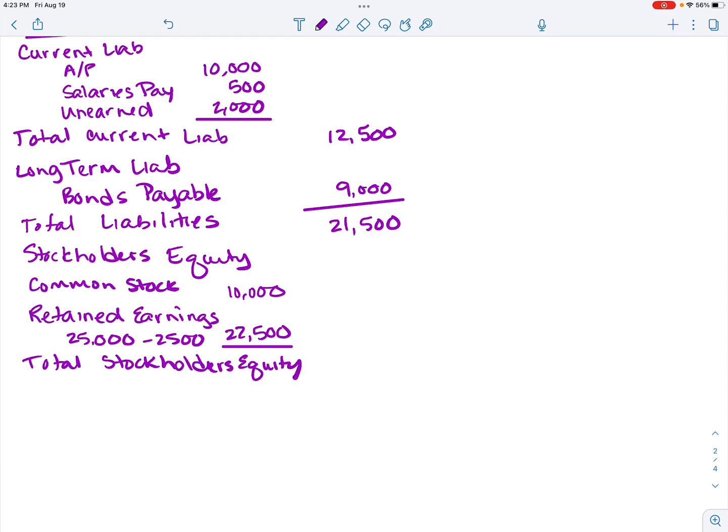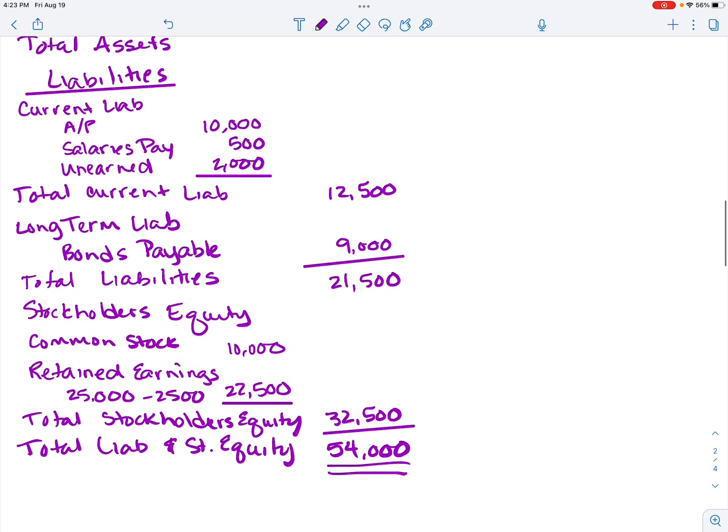Add those two together, which is 32,500, to finally give me that ending balance of total liability and stockholders' equity. If I add those together, which is 54,000.